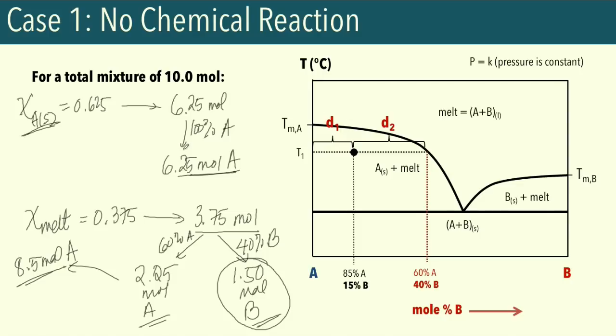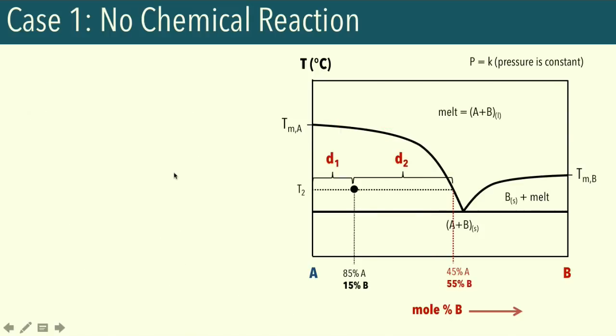So we can also do the same analysis for temperature 2. Now we can calculate the number of moles of A that crystallizes out as we decrease the temperature further. Let's look at our corresponding lever for temperature 2. If we're going to calculate the mole fraction of our solution that is in the A solid phase, this will be equal to, again, the opposite distance, so D2 over D1 plus D2.